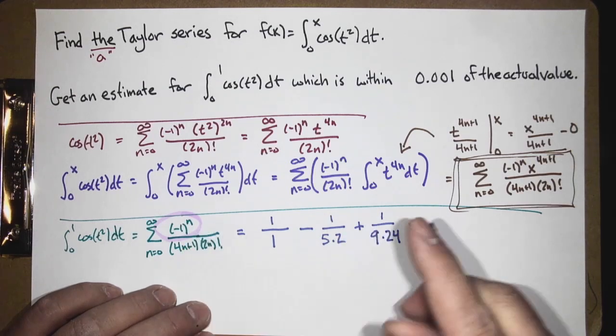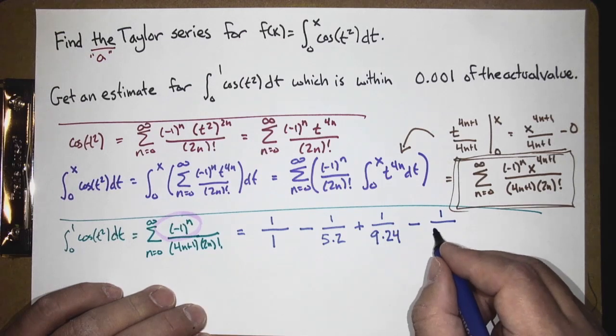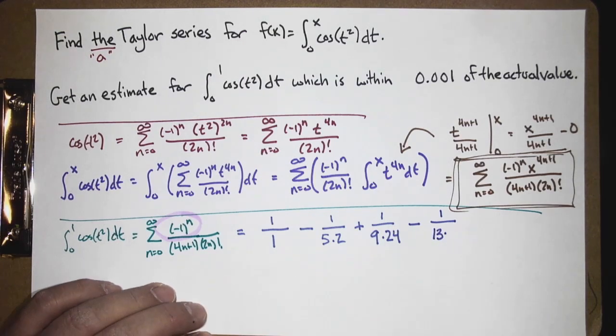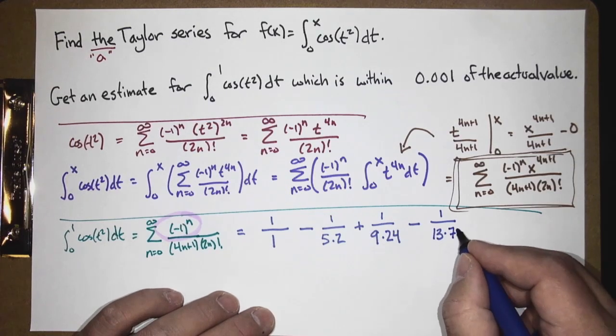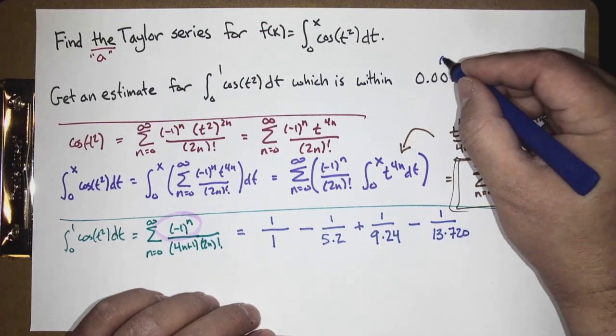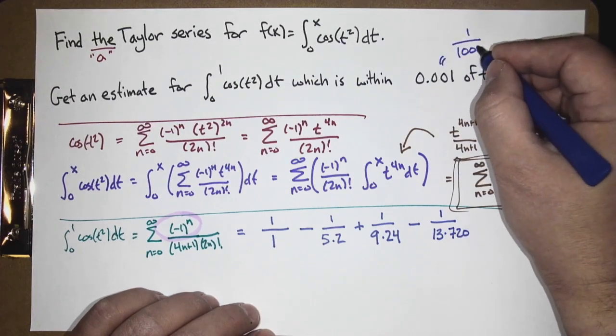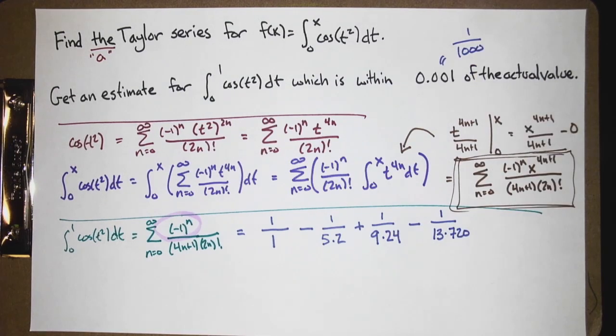Minus, because now we're up to 3. 1 over 4 times 3 plus 1, 13, times 6 factorial, which is a number, 720. Now, is 13 times 720, and as we said here, this is 1 over 1,000. Is 13 times 720 smaller than 1,000 or bigger than 1,000?